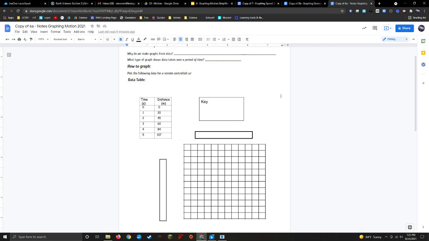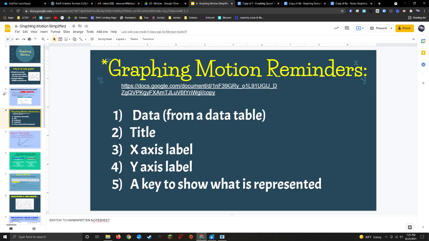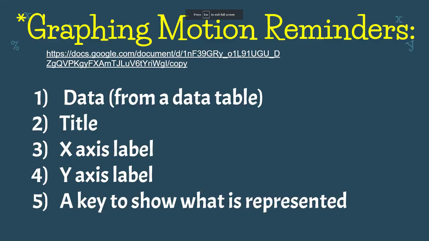We're going to talk about some of the things that you're going to need on that graph, what that's going to look like. So first off, you're going to need the data from a data table that is provided for you. The title, okay, this is what you're calling the graph. The x-axis label, okay, that goes across the bottom, that's going to be our time, and then our y-axis label, which most of the time is going to be our distance. And then 5, a key to show what is represented.